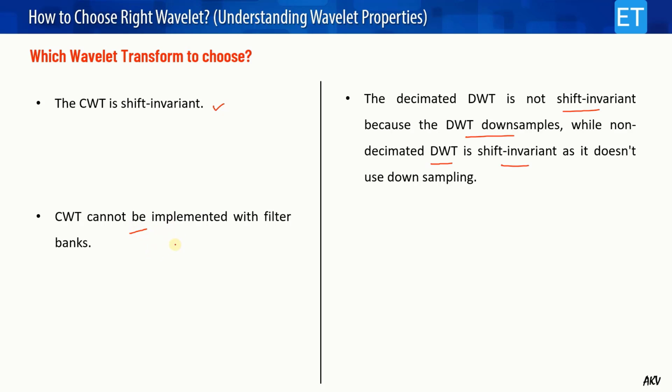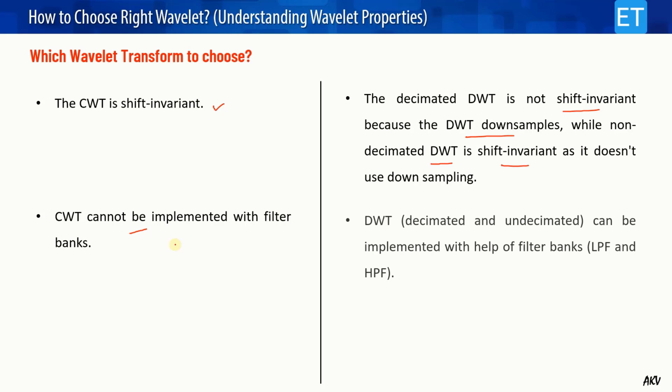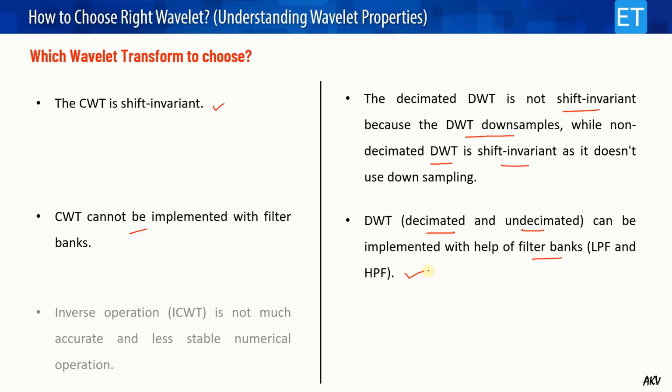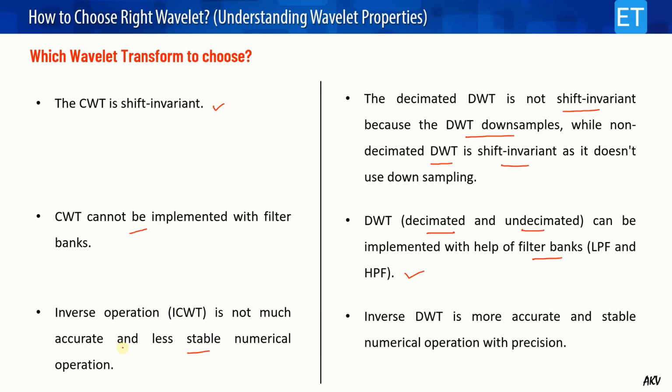The CWT cannot be implemented with a filter bank, so that is a drawback. You cannot implement this in hardware. While the DWT, both the decimated and undecimated forms, can be implemented with the help of filter banks, I mean the low pass and high pass filters. So this is one good thing. You can implement the DWT in hardware with the help of integrated circuits. The inverse operation, ICWT, the inverse transform, is not very accurate, and it's a less stable numerical operation for the continuous wavelet transform. While the inverse DWT gives a more accurate reconstruction and it's a stable numerical operation with precision.